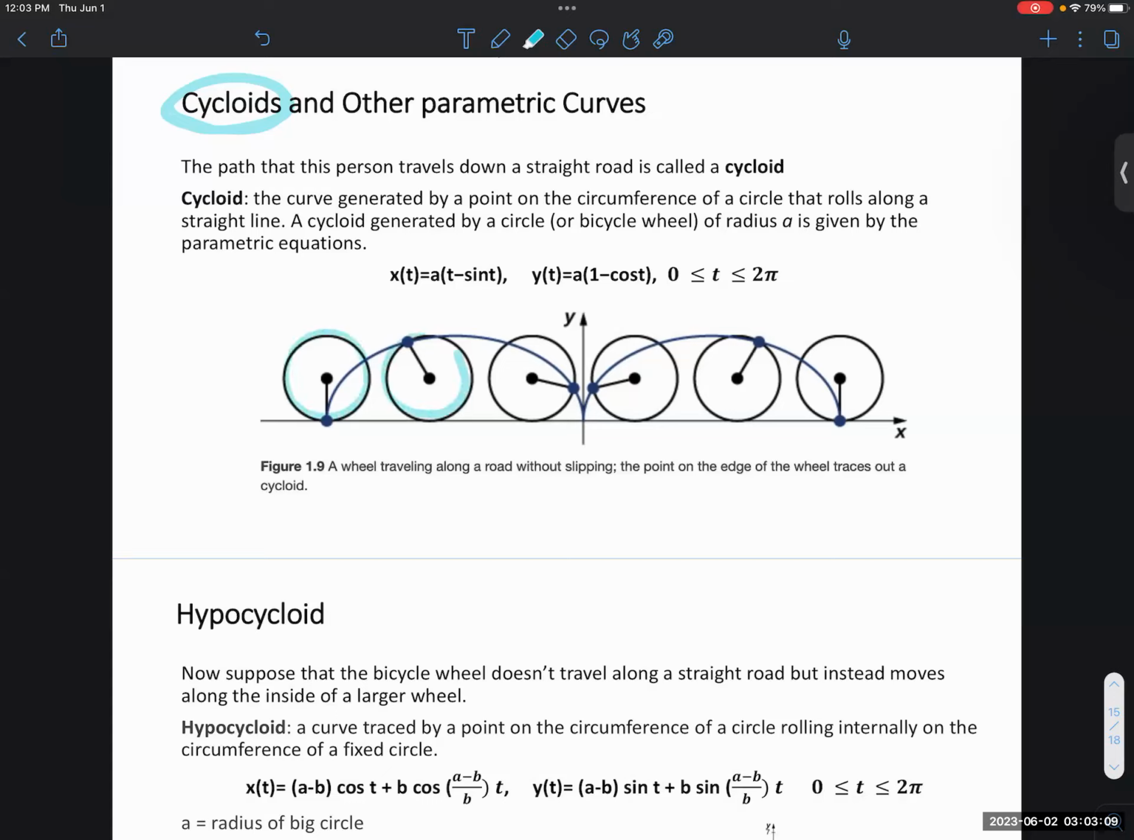This is your bike. If you keep following this radius, they're creating this shape, repeating and repeating. We call this shape a cycloid, and it is given by the following two functions. You don't need to memorize anything. The x function is given as 8 times t minus sine t, because this is part of the parametric equation. I just want to show you the cycloid is a part of the parametric curve.